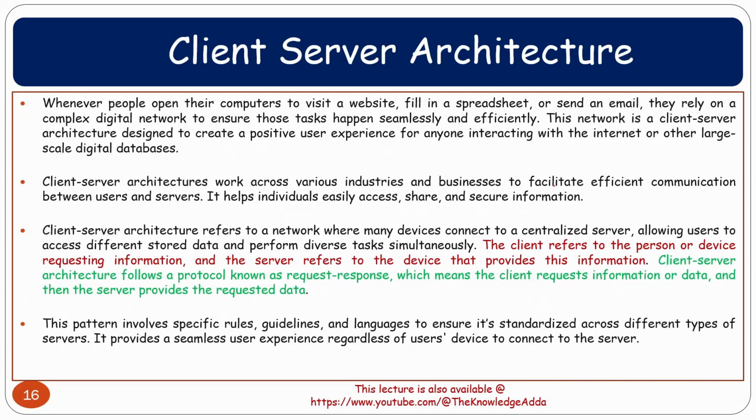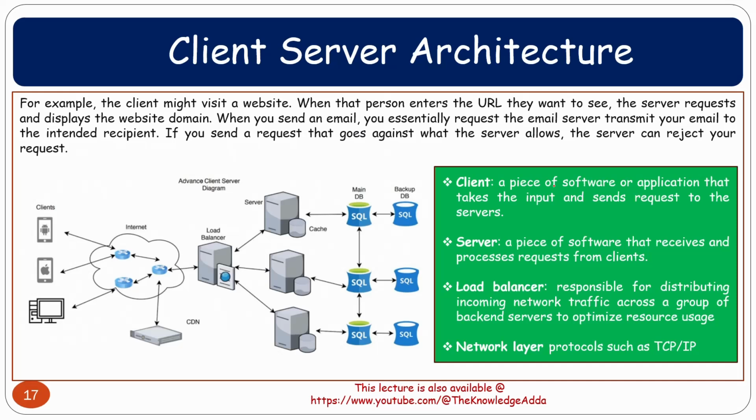provides the requested data. So, for example, when a client visits a website, when that person enters the URL they want to see, the server receives the request and displays the website domain. When you send an email, you essentially request the email server to transmit the email to the intended receiver. If you send a request that goes against what the server allows, the server can reject your request.